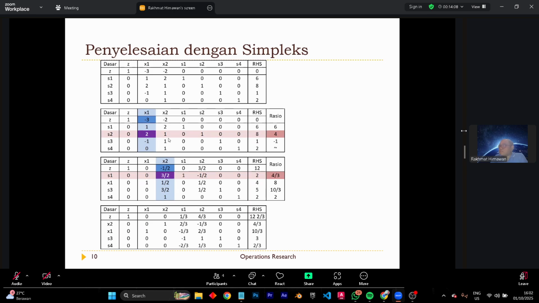This is the simplex. I want you to take a look at this, and sorry, but I need to pause. Just give me 1 minute, okay? Sorry, while you look at it.